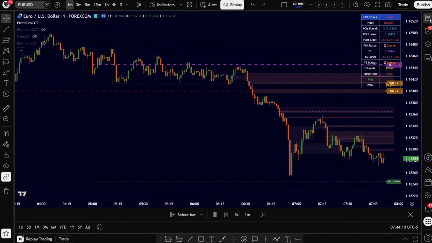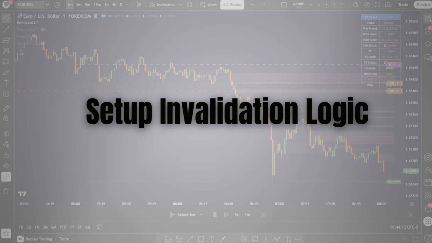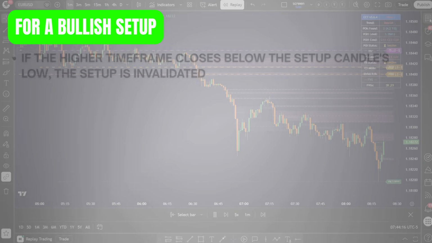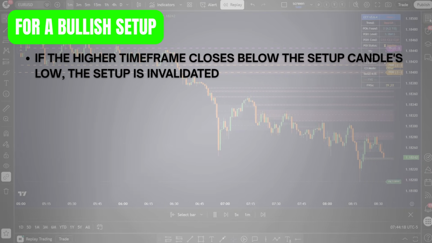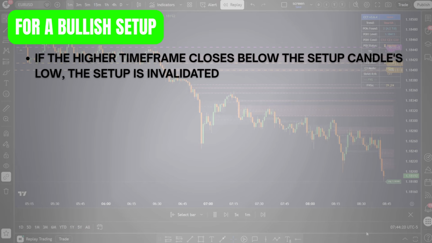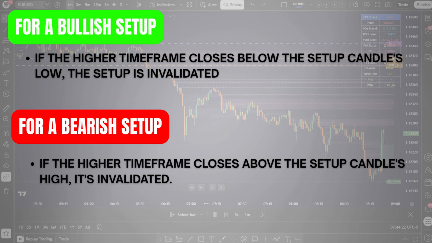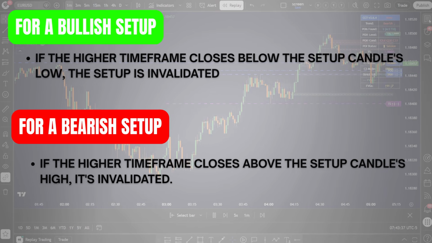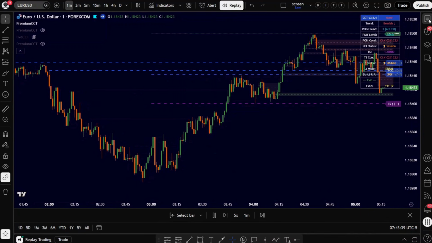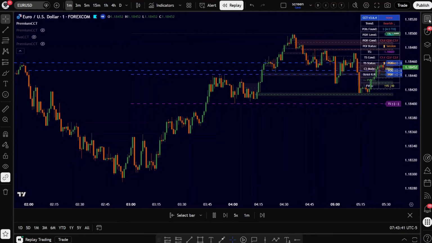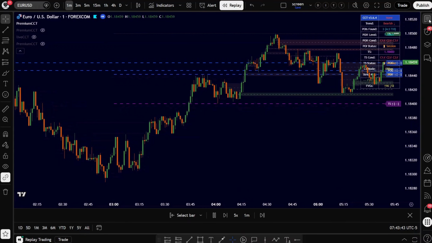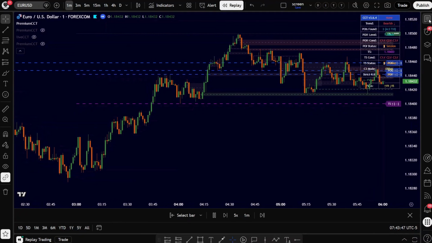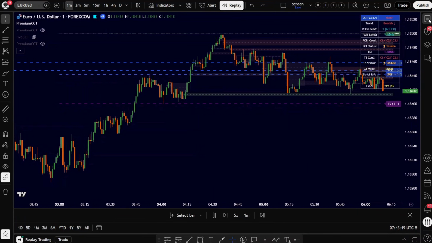The second major update is setup invalidation logic. The indicator now has smart invalidation triggers. For a bullish setup, if the higher time frame closes below the setup candle's low, the setup is invalidated. For a bearish setup, if the higher time frame closes above the setup candle's high, it's invalidated. Or if a new setup forms, it always overrides the old one. When invalidation occurs, you get clear visual feedback. All lines and fair value gaps clear from the chart immediately. An alert fires if you have invalidation alerts enabled.